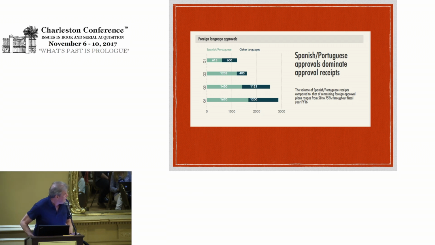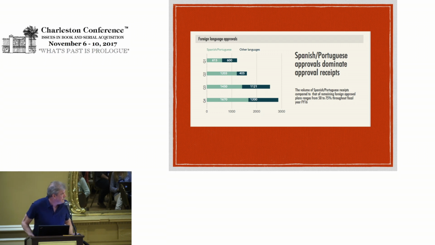So we looked at the Spanish-Portuguese approvals dominate our approval receipts. So there's a scary statement, but it's true. I mean, they were huge. So is that good or is that bad? One of the things we did, you can see quarter by quarter, the blue-gray color is the Spanish-Portuguese, and then all the other languages and cultures are left over for that particular fiscal year, FY16.